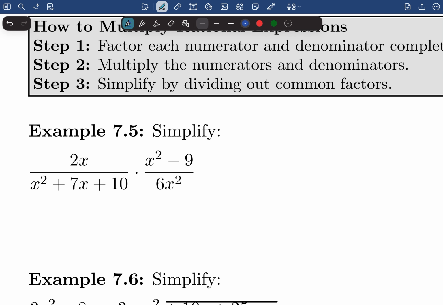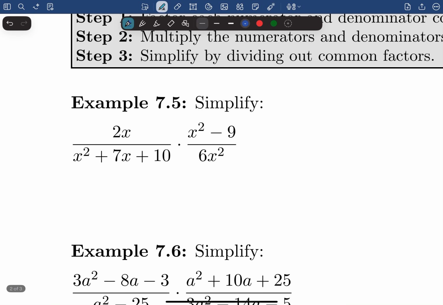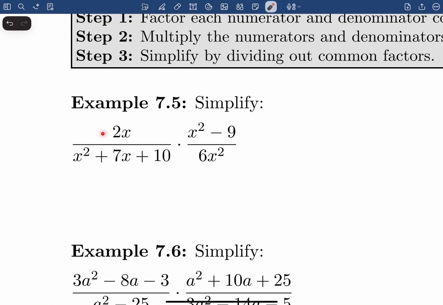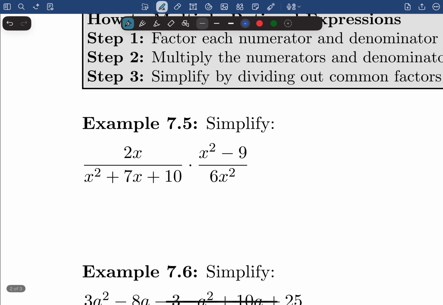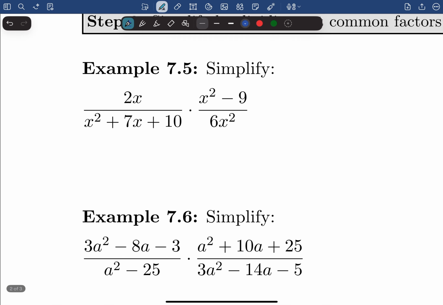Okay, so here I see this rational expression, right? This polynomial fraction multiplied by another polynomial fraction. And so I think immediately to factor everything. So I start with the top left. And I say, well, what does 2x factor to? Well, it doesn't factor any further than 2 times x. That's what it is. It's 2 times x.